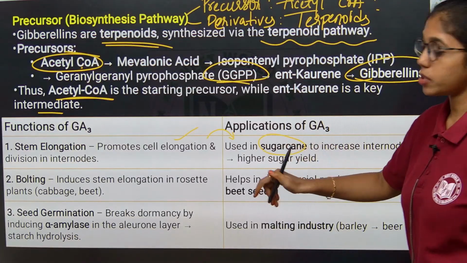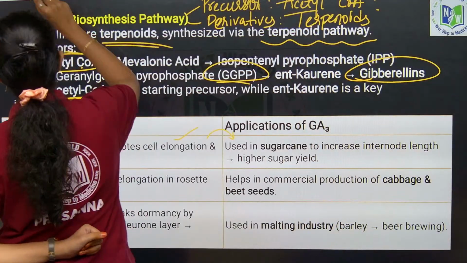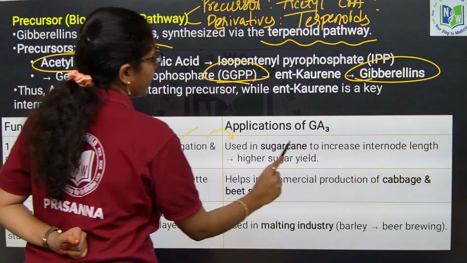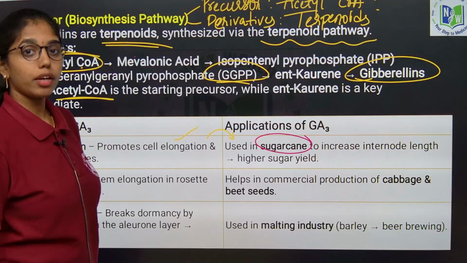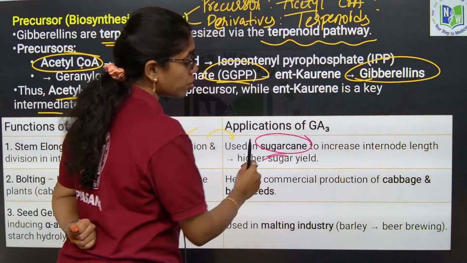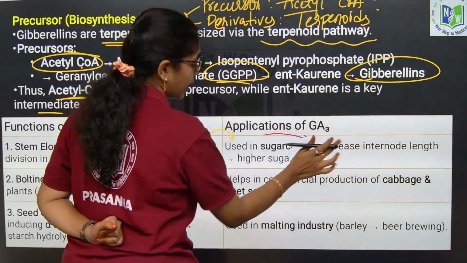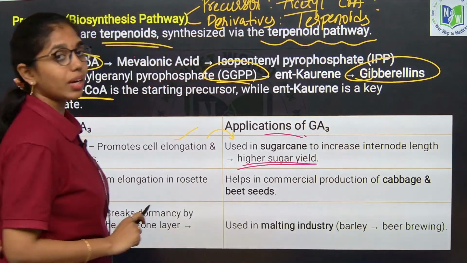This is majorly used in sugarcane, where an increase in the length of the stem will increase the yield of the sugarcane crop. Yes or no? It is used in sugarcane to increase the internodal length, whereby the yield of sugar is increased.